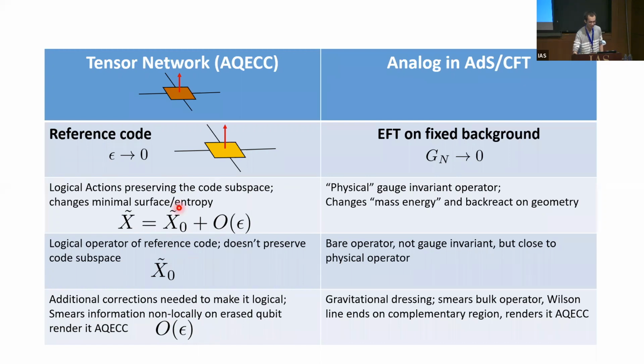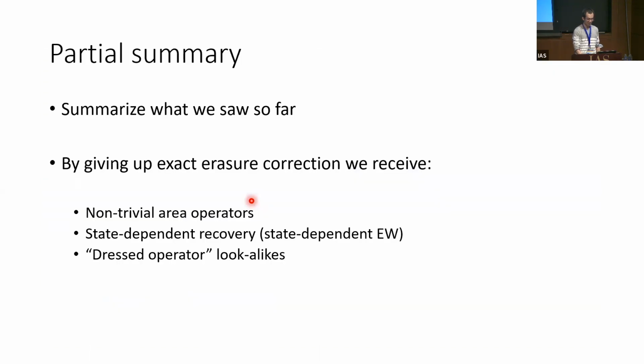So now, instead of having an operator that's only supported on the subregion, you have an operator that's supported on these different qubits, and the information would have leaked into some complementary region because of this term. So it is in this sense similar to dressing, because if you think about a scalar field on curved background, and then you couple it to gravitons, the dressing will render the operator non-local, and it will smear the information and leak some amount of information to the complementary region, thus rendering an approximate quantum error correction code. Here's the summary so far.